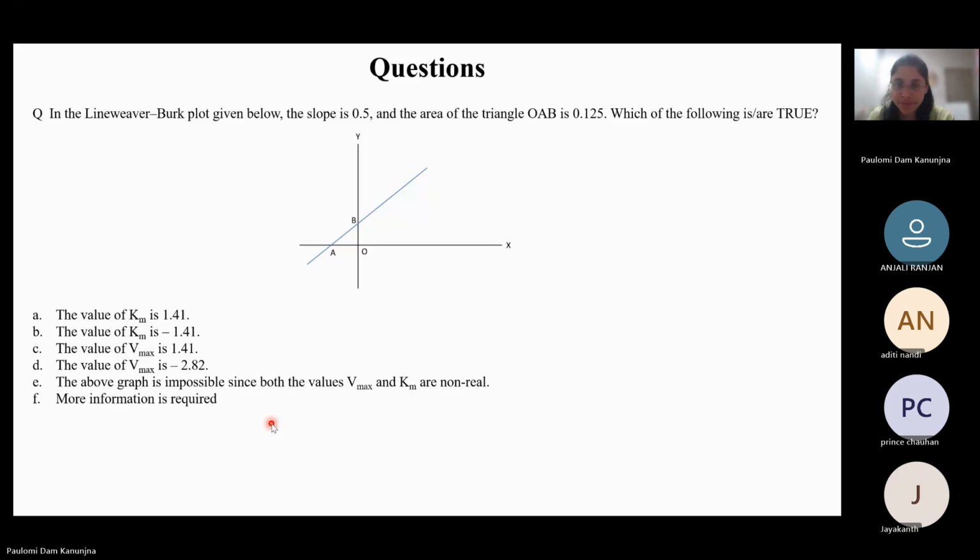Who's left? Anjali, do you want to stick to your answer or do you want to change it? It says minus 1.41. It's okay if you are stuck with it, that's fine. I will anyway be asking you again. Okay. Anjali, while Anjali thinks, I'll give the answer and then wait for Anjali to tell me if she is agreeing or if she wants to change the answer.